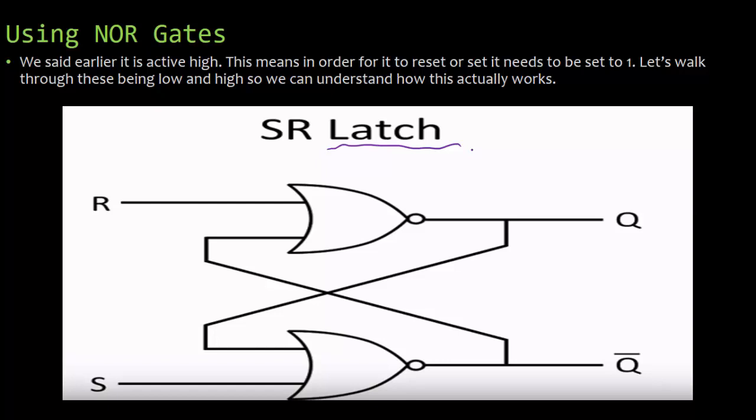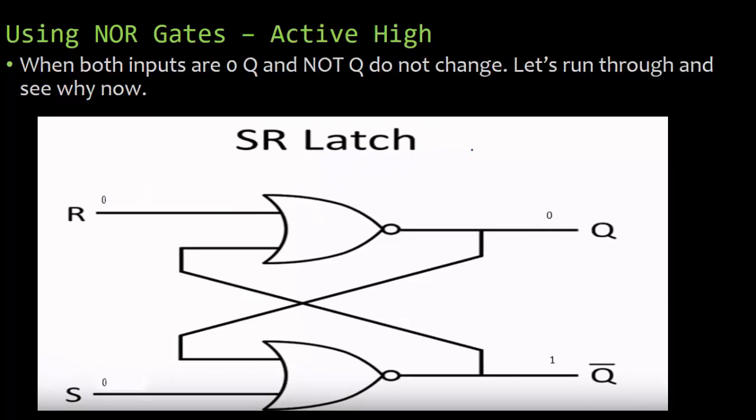So we're going to walk through these both being low and high so we can understand how it actually works. So let's take a look at this. So we have R is 0, S is 0, Q is 0, and not Q is 1. Now we've had people say when both inputs are 0, Q and not Q do not change. Well, that's nice to know, but we need to understand it. We need to see why it does not change.